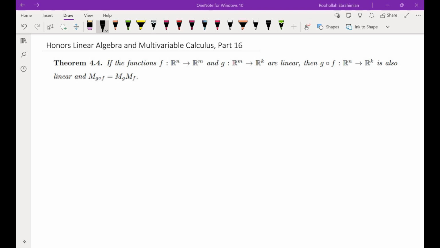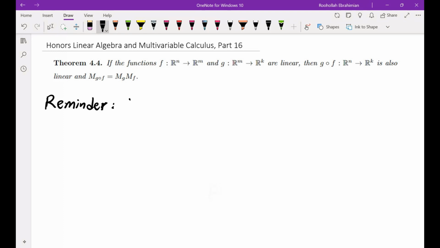Hello, in this video we're going to continue our talk about linear transformations and matrices. The first thing that we're going to prove is if you have two functions and they are both linear, then their composition is also linear, and the matrix of the composition is the product of the two matrices of those linear transformations. Let me remind you of something before I get to the proof of this theorem.